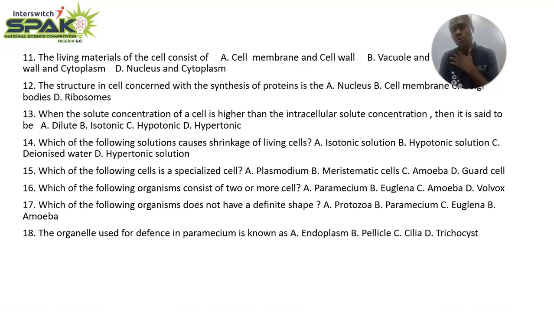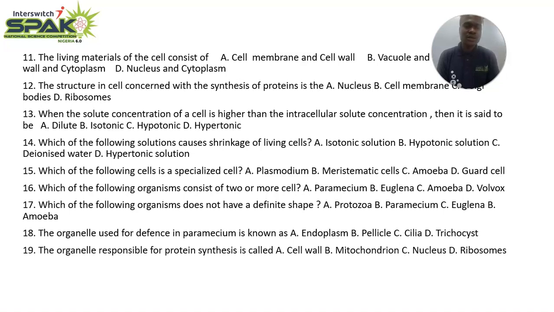The cilia is just for locomotion, but the trichocyst that is present inside the pellicle of paramecium is a thread-like organelle that can shoot out a thread-like substance to entangle the predator that attacks the organism. So the correct answer will be trichocyst, not pellicle.